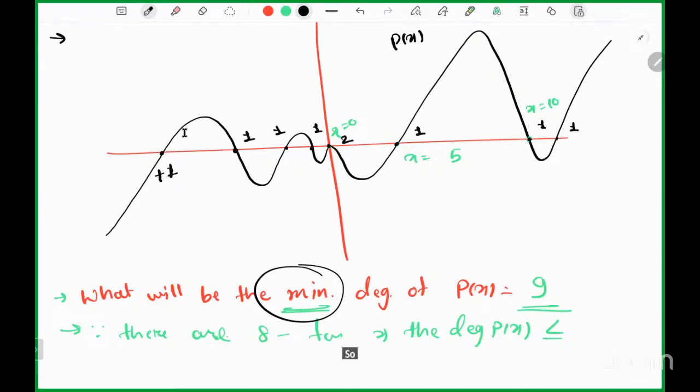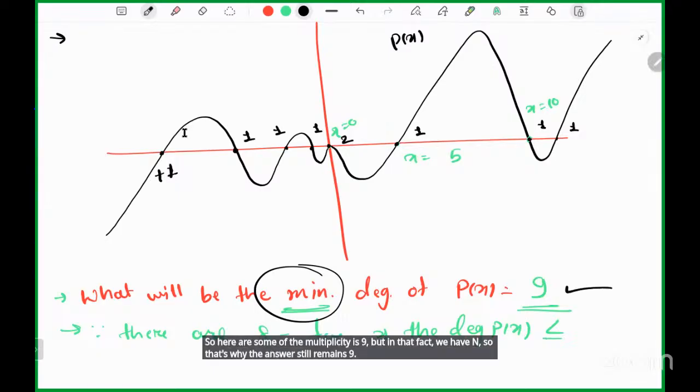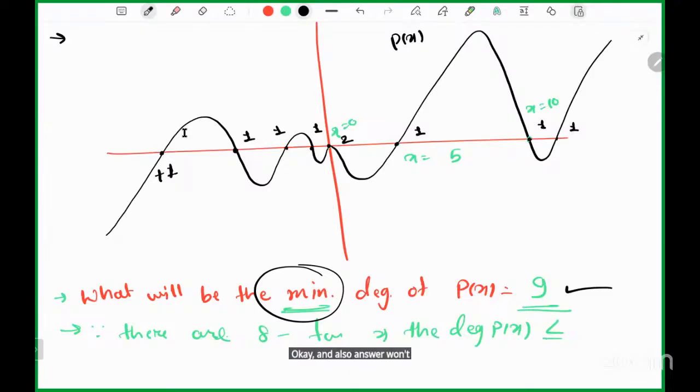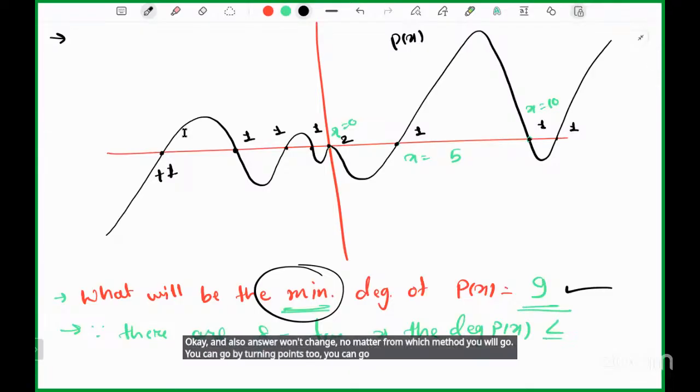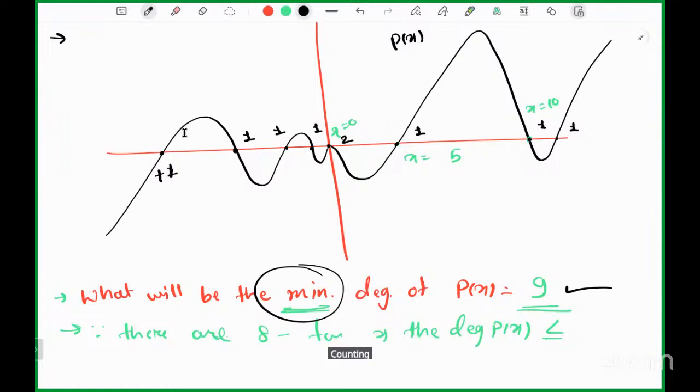So here the sum of the multiplicity is 9, and since the degree is at least that sum, the answer still remains 9. Also, the answer won't change no matter which method you go by. You can go by turning points, or you can go by counting the minimum possible multiplicities. So the sum of multiplicity cannot be 10 in this case, if you count the minimum.